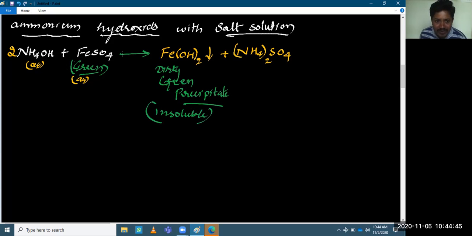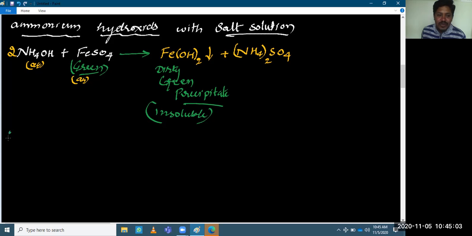So here, iron sulfate reacts with ammonium hydroxide, forms iron hydroxide with ammonium sulfate. Here, iron hydroxide, iron 2 hydroxide, or ferrous hydroxide, gives a characteristic color, that is the dirty green precipitate, which is insoluble.